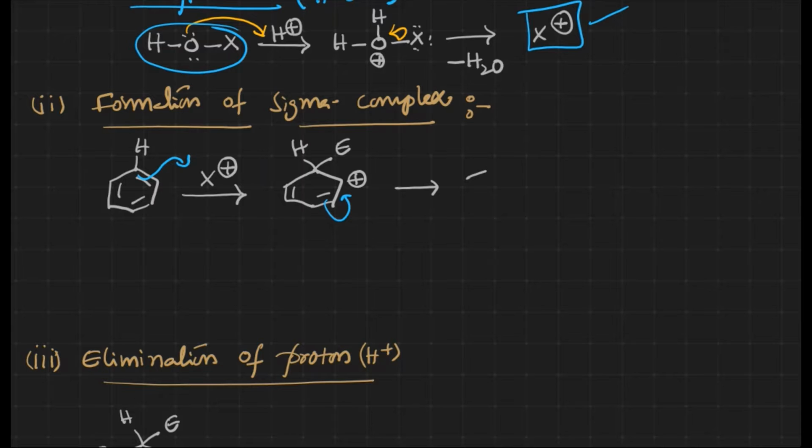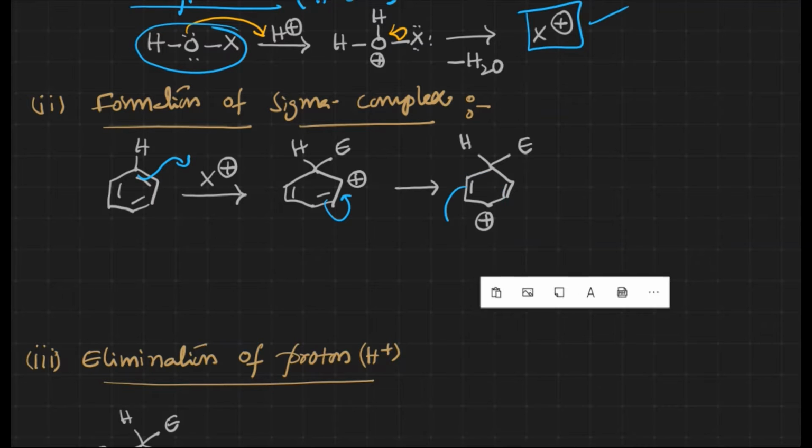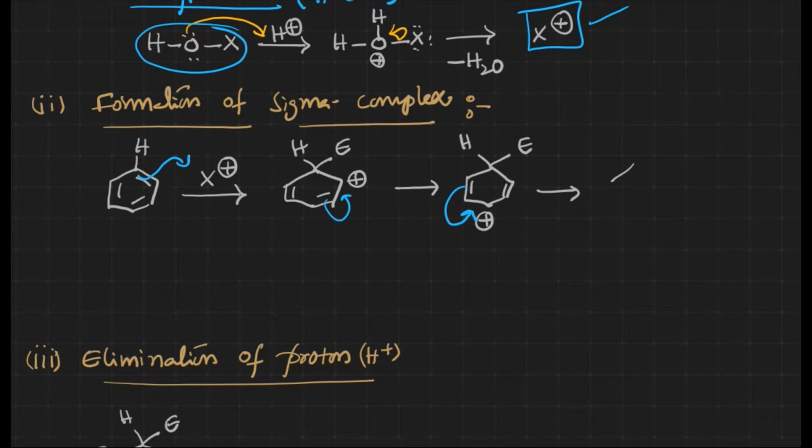Delocalization takes place readily. After delocalization, this carbon gets the carbocation, with hydrogen and the electrophile. After this, again these double bonds and the cation are in conjugation, and delocalization takes place readily. After delocalization, we get the carbocation at another position.